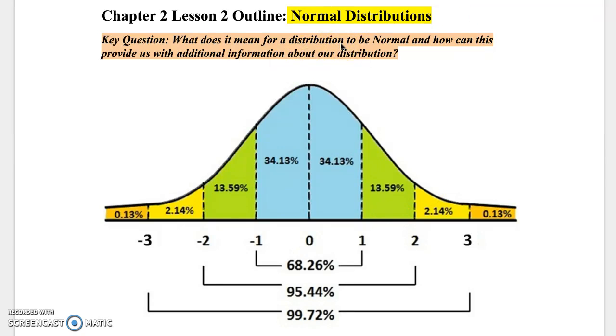Normal has to do with shape. It will always be bell-shaped, which is also symmetrical, meaning if I put a mirror right down this line facing either side, it would look like the second half. So we have symmetry, meaning the mean equals the median.